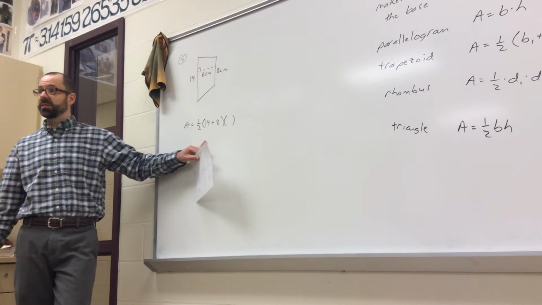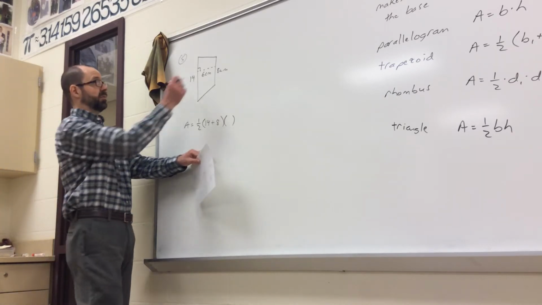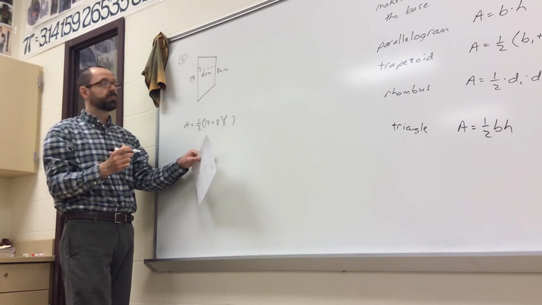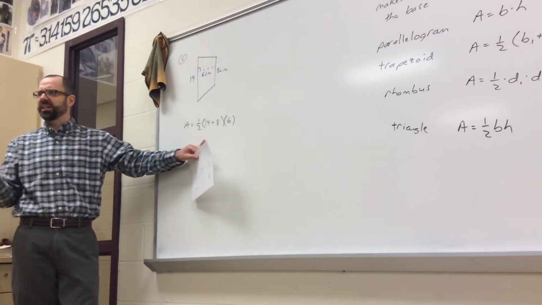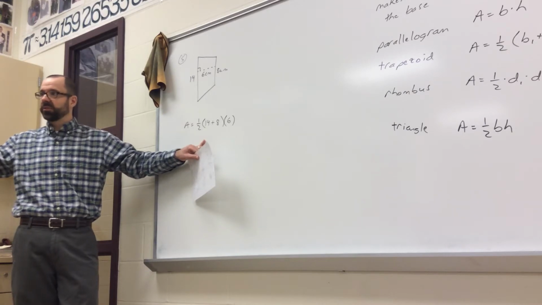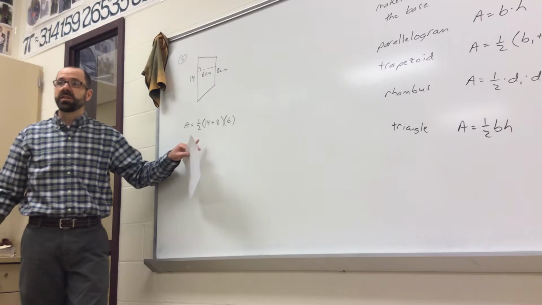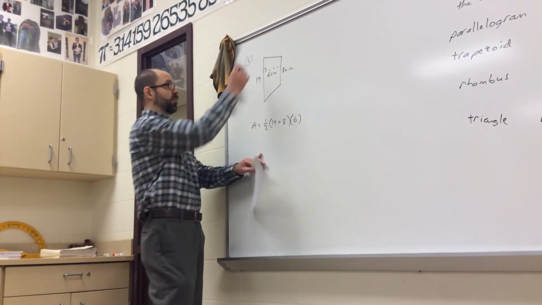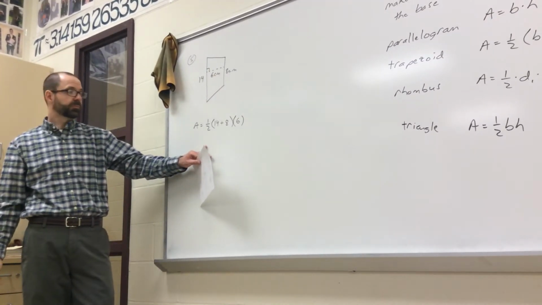And then the height has to make a 90-degree angle with the base. So here's the height because it's making a 90 with the 14 and the 8. So that's also kind of weird because the height is going side to side. Usually you think of height as up and down. But the official definition of height is it has to make a 90 with the base. So since 14 is the base, 6 is the height because it's making a 90 with it.